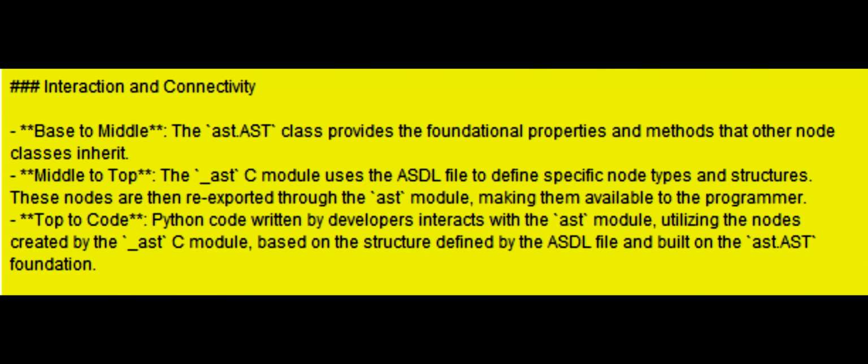Interaction and connectivity. Base to middle. The AST class provides the foundational properties and methods that other node classes inherit. Middle to top. The _ASTC module uses the ASDL file to define specific node types and structures. These nodes are then re-exported through the AST module, making them available to the programmer. Top to code. Python code written by developers interacts with the AST module, utilizing the nodes created by the _ASTC module, based on the structure defined by the ASDL file and built on the AST foundation.